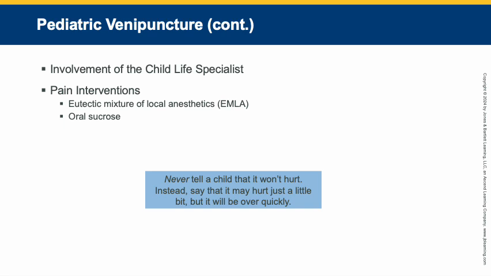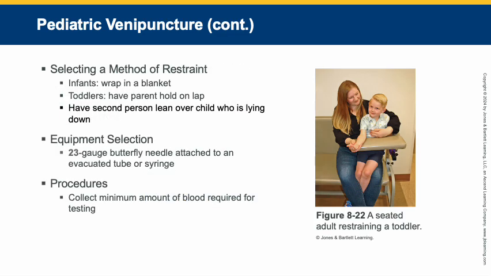Also on this slide you see here, never tell a child it won't hurt. Instead, say it may hurt just a little bit, but it'll be over quickly. Selecting a method of restraint. If it's an infant, you can wrap them up, swaddle them in a blanket. If it is a toddler, have the parent hold them on their lap. Have a second person, though, lean over the child who is laying down if you don't want to get them up out of the bed.